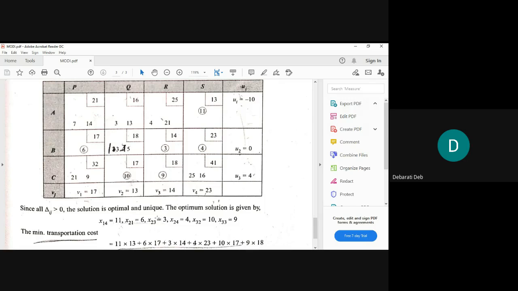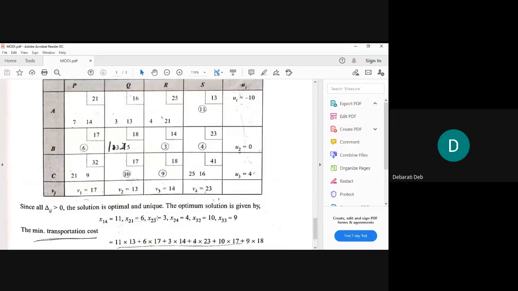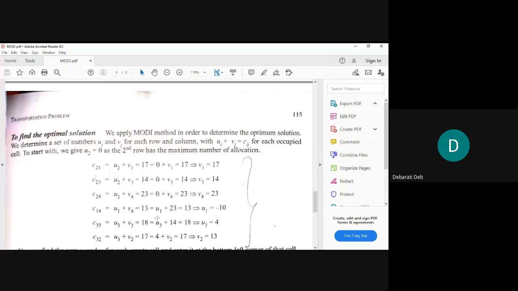Finding the numbers in the left hand side bottom and the right hand side bottom is important. Once you do it, you have to see whether the right hand side bottom number is positive or not. If it is positive, then you can say that the solution is optimal and unique. Okay, this is the Modi method. These are the steps in the Modi method. All right, calculation of these numbers is very important.